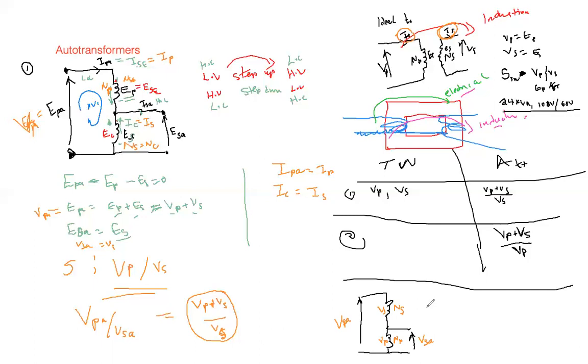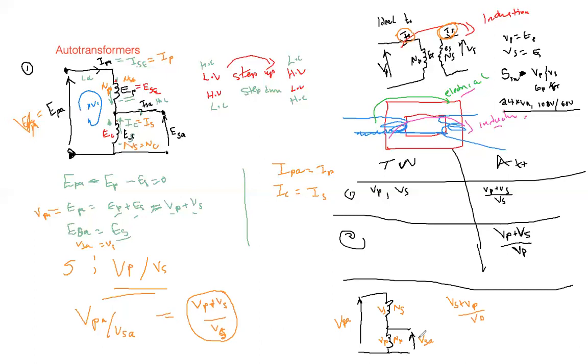If you're going to write this one, they know it as VS plus VP over VP. This is the same, it can be interchanged. That's why you see I start with VP and VS. So it's a step down, just that now it's the primary side of the two winding transformer that is now connected on the secondary side of the autotransformer.